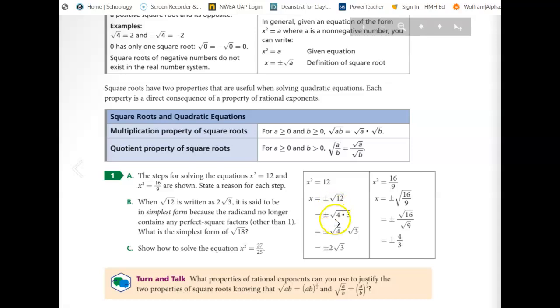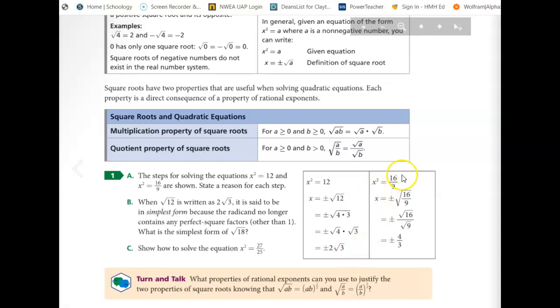And what this means is you want to look for any perfect square factors that you can factor out of a square root. So in this case, I know that 12 has a perfect square factor of 4. So I'm breaking 12 into 4 times 3, and I'm taking the square root of each part separately. And so my final simplest form answer is 2 square root 3.